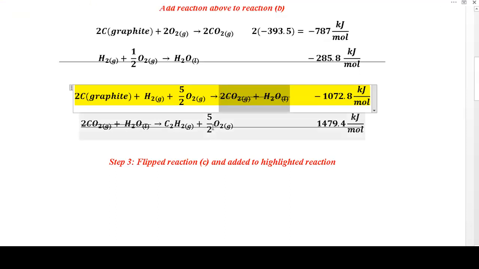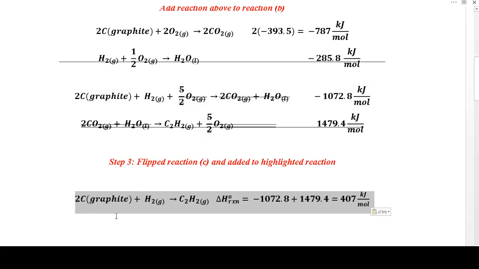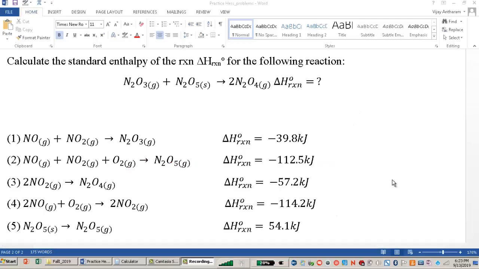The 5/2 O2 gas on the product side here cancels out with the 5/2 O2 gas on the reactant side here. The net reaction is now made, and the enthalpy is going to be minus 1072.8 plus 1472.4 kilojoules per mole. So our net reaction is made, and the corresponding standard enthalpy of formation of that reaction is 407 kilojoules per mole. It is an endothermic reaction.